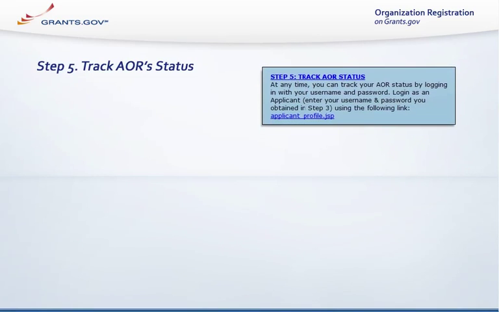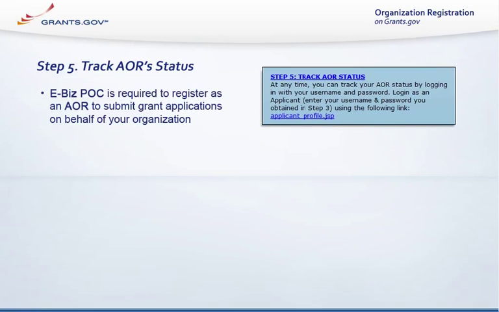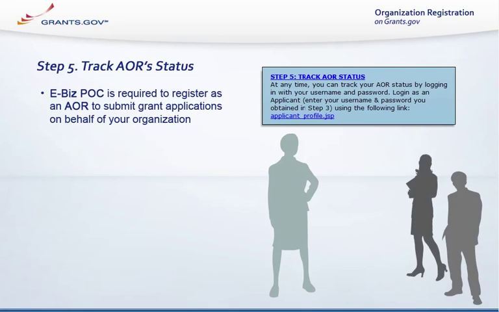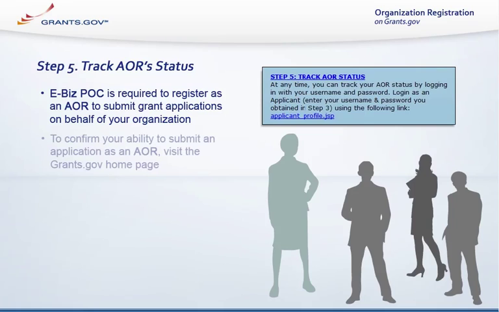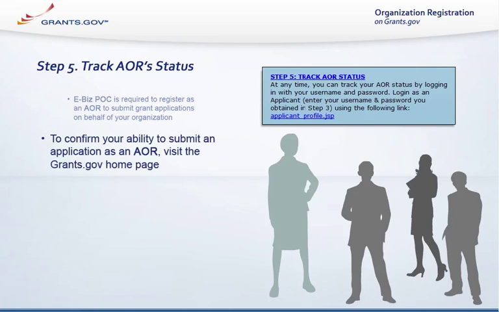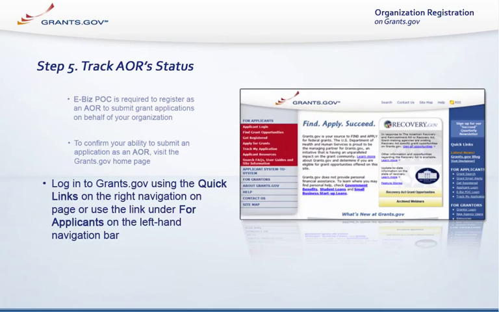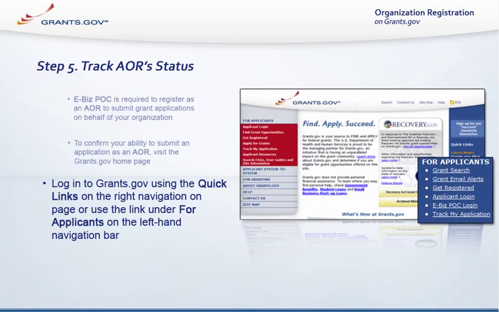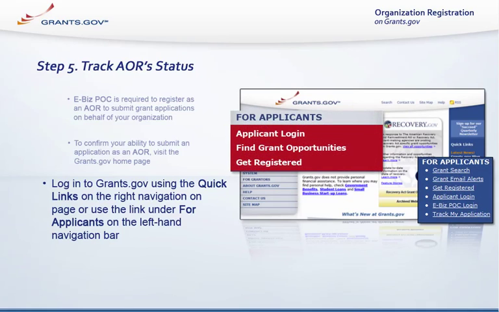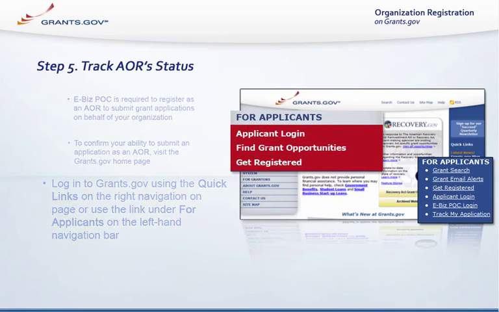Step 5. Track AOR's status. Confirming you or your AOR's ability to submit an application on your organization's behalf. As the eBiz POC, you are still required to register as an AOR if you would like to submit grant applications on behalf of your organization. To confirm your ability to submit an application on behalf of your organization as an AOR, visit the Grants.gov homepage. You can log in to Grants.gov using the quick links on the right side of the screen, or use the link under For Applicants on the left-hand navigation bar.